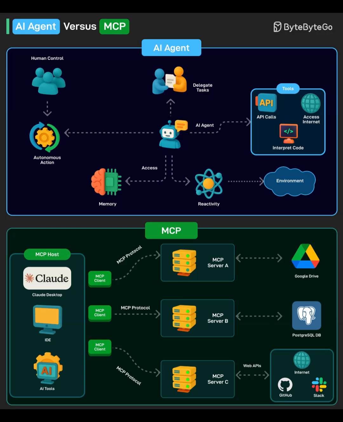Enter MCP, Model Context Protocol. Model Context Protocol, or MCP, is an open standard introduced to make AI models more capable by connecting them to tools and data sources in a consistent way. Instead of hard-coding custom integrations for each new system, MCP provides a uniform way to plug in capabilities.